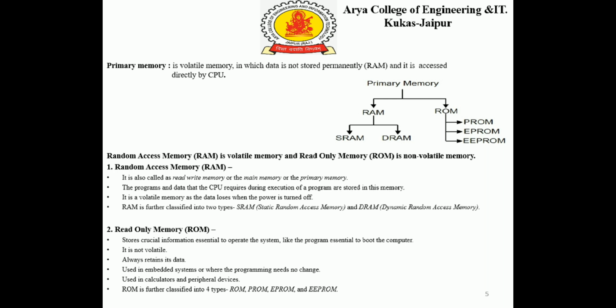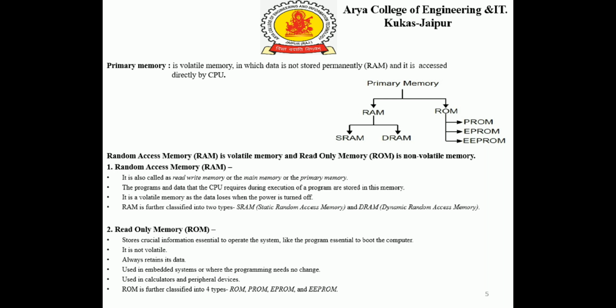Random access memory is also called read write memory, the main memory or the primary memory. The program and the data that the CPU requires during execution of a program are stored in this memory. It is a volatile memory as the data is lost when the power is turned off. RAM is further classified into two types, static RAM and dynamic RAM.